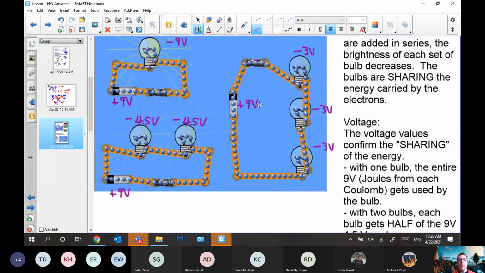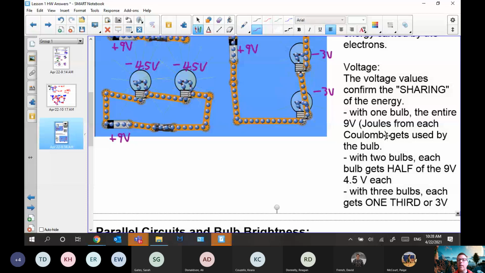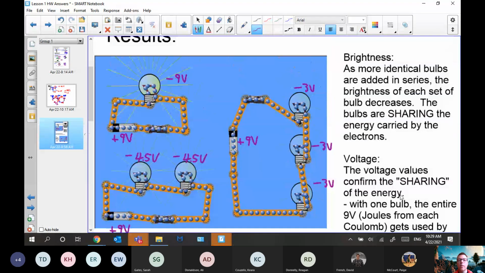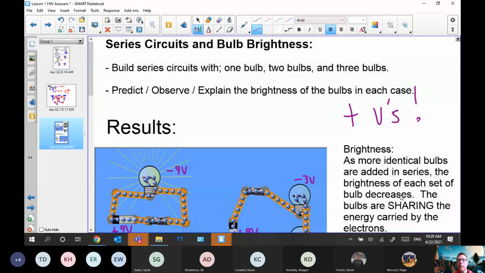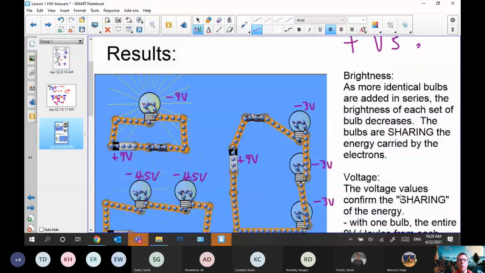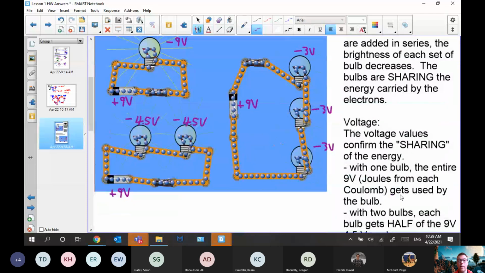And in the 3 bulb case, we've got the 9 volts, and we've got the 3, sharing evenly that way. So I've got that worded there where the 1 bulb gets the entire 9 volts. Notice I'm adding here that volts is joules per coulomb, right? With 2 bulbs each get half, so it'll be 4.5 each. 3 bulbs each get 1/3, or 3 volts each. Okay, so that's the knowledge conclusion to do with series circuits.